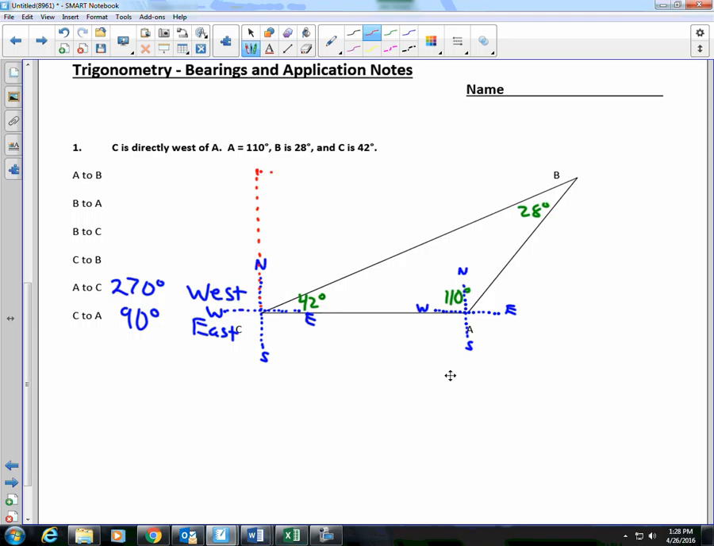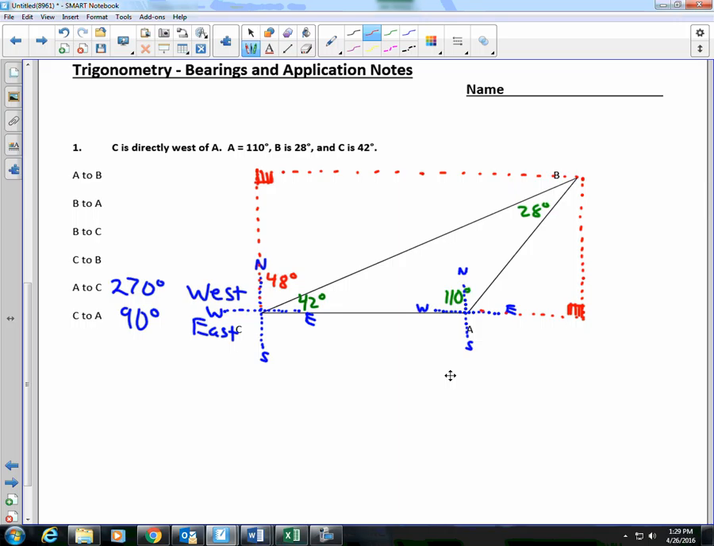I'm going to create a grid. I find that this often helps students. A grid of north, east, south, and west lines, where the intersection always makes a 90-degree angle. So can somebody tell me, if this angle is 42, what is this angle here? 48 degrees, because they have to add up to 90.